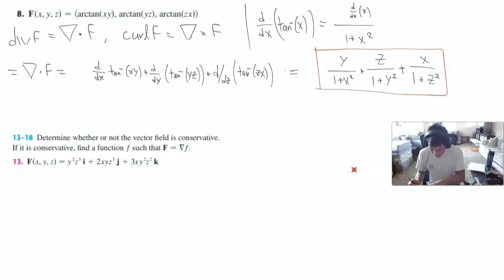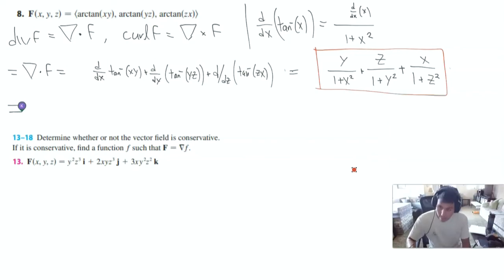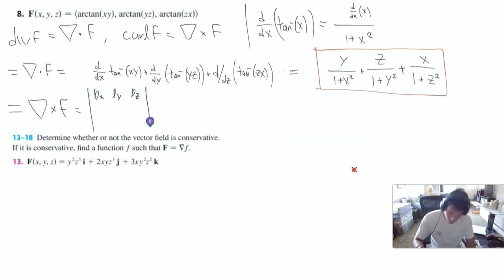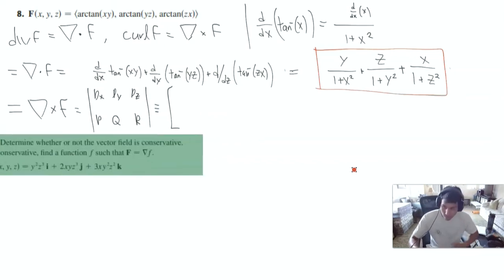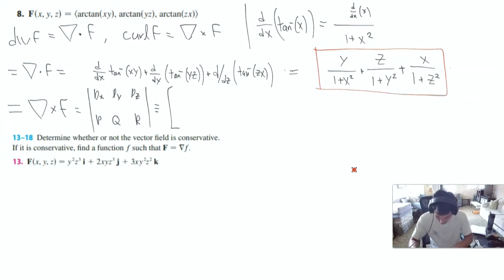Okay. For the second part, we're going to take the curl. So curl is going to be our del cross f, and we should write this as a determinant, where it's dx, dy, dz, and f. I'm going to call it p, q, and r just for simplicity here. And I know that that turns into some vector of the form like this, right? So it would be r with respect to y, minus q with respect to z.